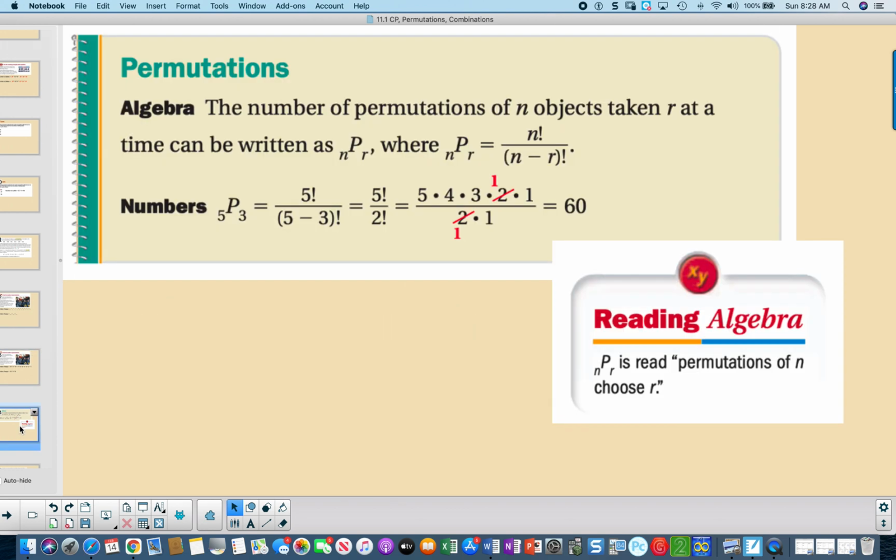This is known as a permutation. Permutations are n objects taken r at a time. So for that previous example, there were 10 objects, and we were only going to take them 3 at a time because those are only the winners. And this is the formula for a permutation. And here's an example using numbers and then reducing.